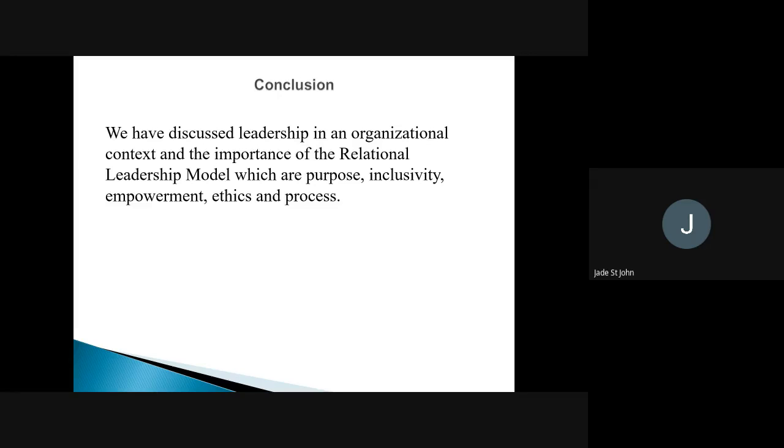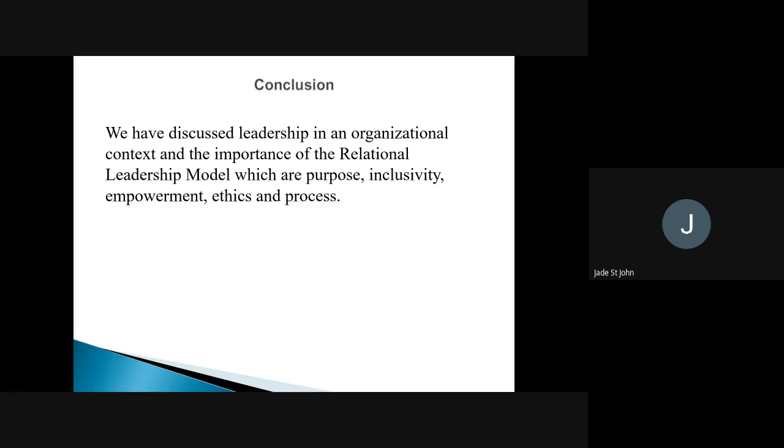So, in conclusion, we have discussed leadership in an organizational context and the importance of the relational leadership model, which are purpose, inclusivity, empowerment, ethics, and power. Now, with regards to purpose, it really speaks to having an individual commit to a goal or activity in your organization. So your staff, how well they actually commit to your mission and vision and uphold their core values.